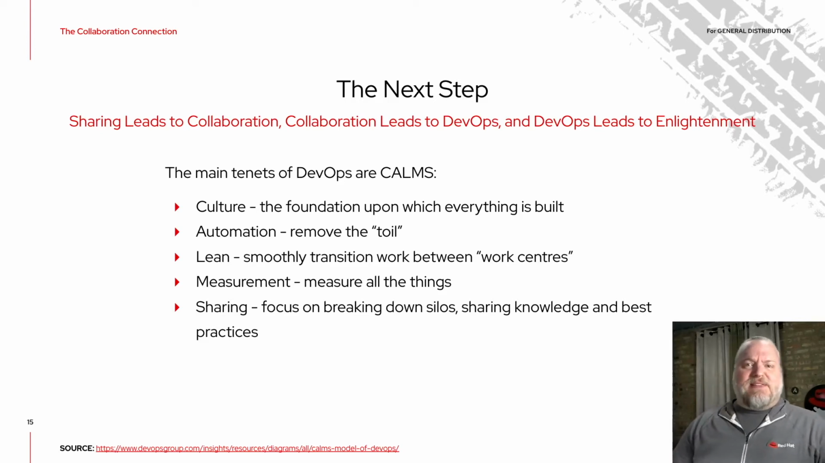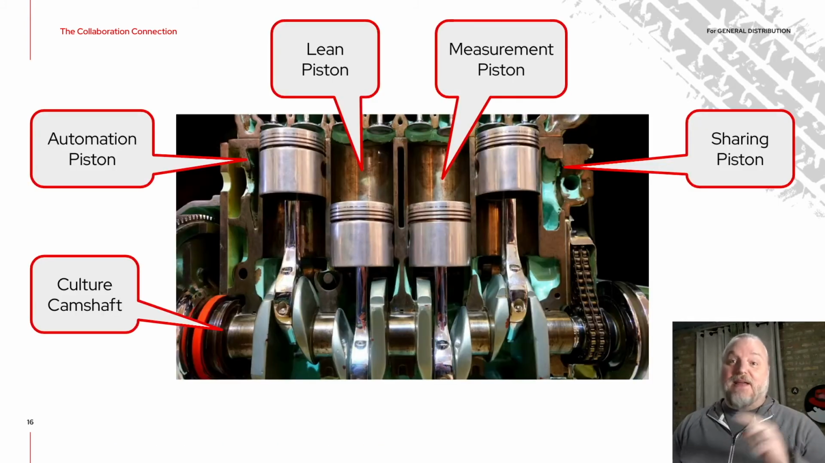Each of these items doesn't live in its own vacuum, though. They all work together. Now, we're going to go back to that analogy that I've been doing, or my metaphor, right? It's sort of like an engine, right? We have this culture camshaft upon which everything rides. And this automation and lean and measurement and sharing, these are all pistons in that engine that keep it moving forward and keep it working. That culture keeps things moving and everything else builds into it.